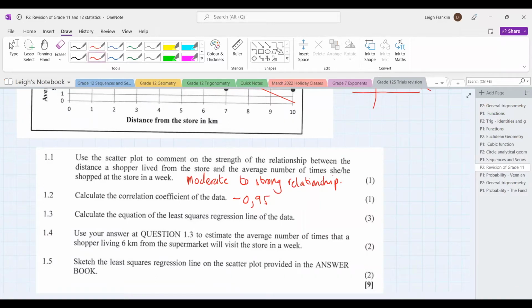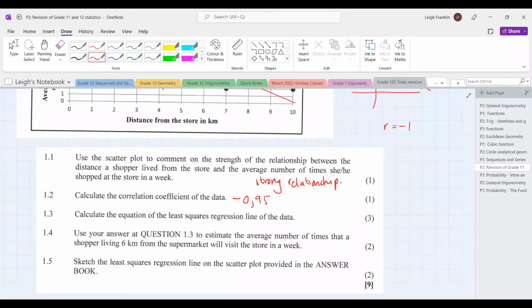What do you guys think? Was moderate the right word to use? No, I agree. So we would have said here that there's actually a strong relationship. It is strong, yeah. So remember, if R is -1, then it's a perfect negative relationship. If R is equal to +1, then it's a perfect positive relationship. So it's really, really close to being an almost perfect negative correlation.